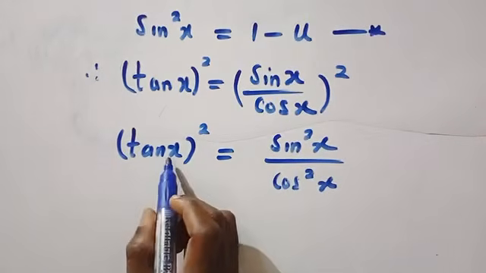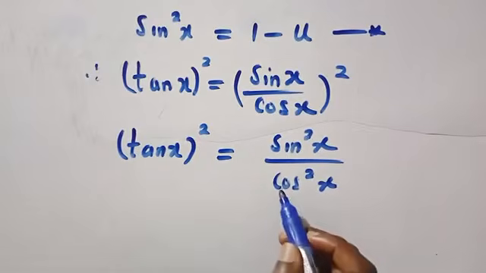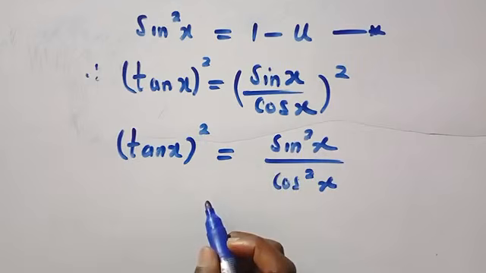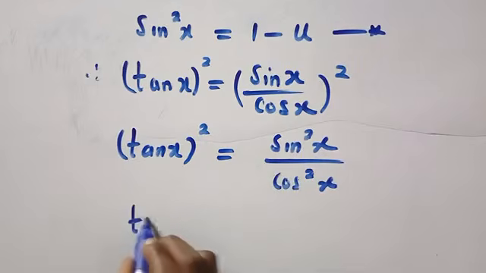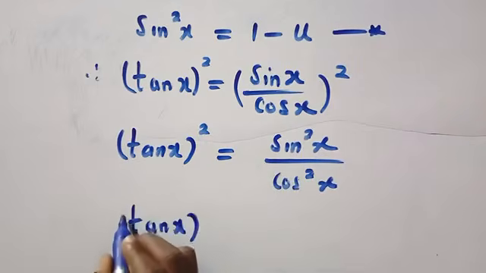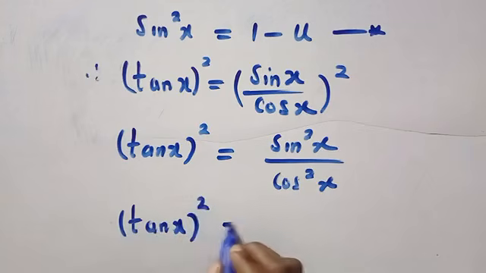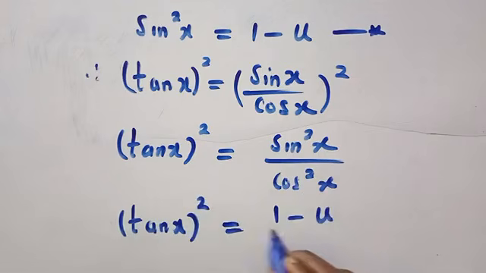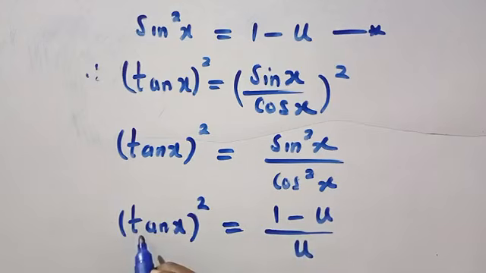Since it is to express tan x in terms of u, and sin² is given as 1 minus u, let's quickly replace this. We have tan²x equals sin²x, that is 1 minus u, divided by cos², which is u. Then we need only tan x, and this is tan² of x, so we have to take the square root of both sides.